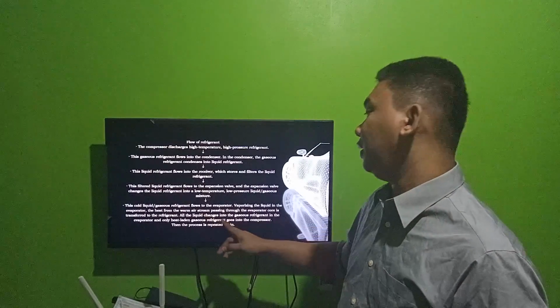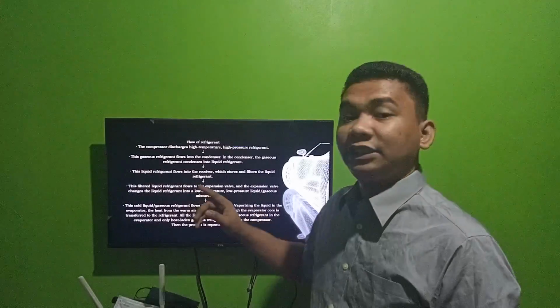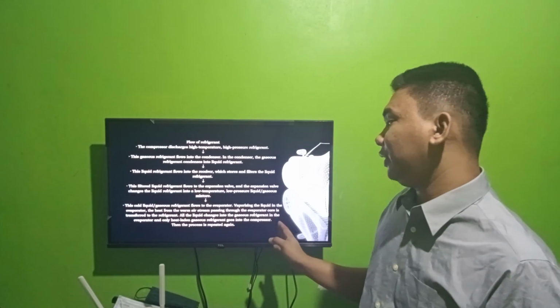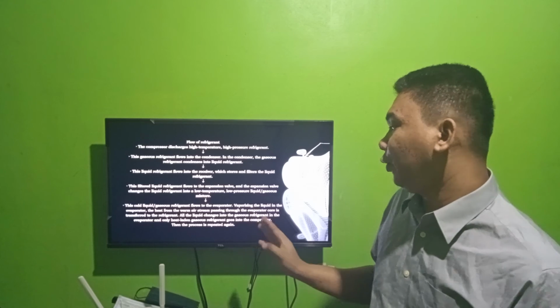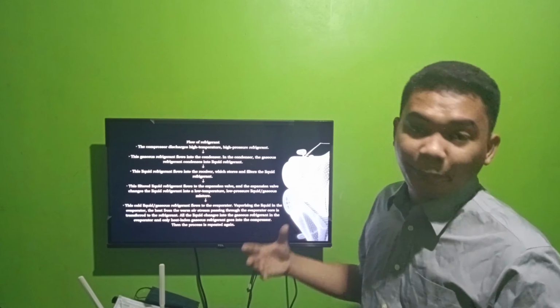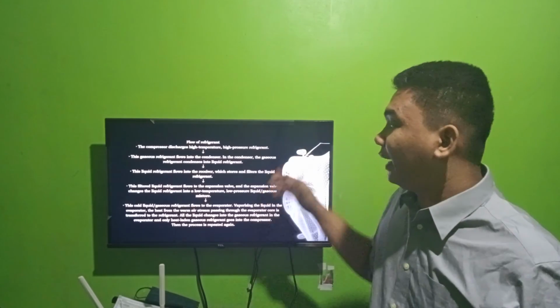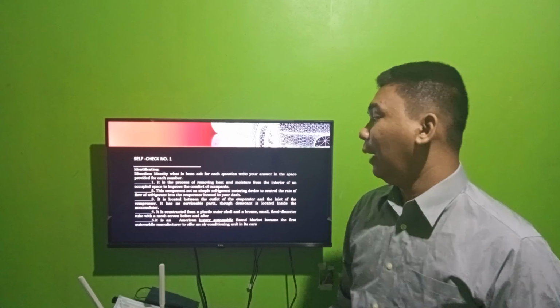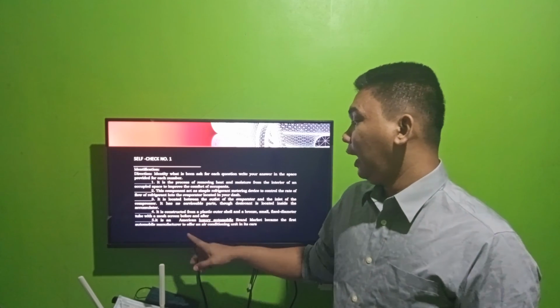The heat from the warm air stream passing through the evaporator core is transferred to the refrigerant. All the liquid changes into gaseous refrigerant in the evaporator, and only heat-laden gaseous refrigerant goes into the compressor. Then the process is repeated again. It's just a cycle, it keeps repeating. Okay? So I think we're all set.